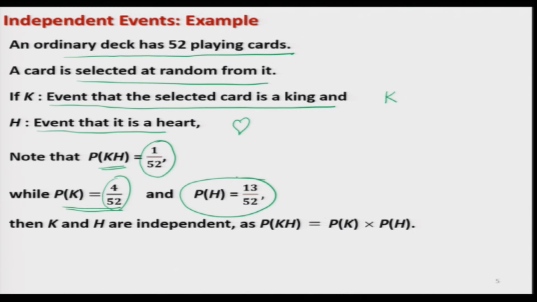Now, if you multiply the probability of K and the probability of H, which is 4 upon 52 times 13 upon 52, is it going to be 1 upon 52? In this case you can see that the product of their individual probabilities comes out to be the same as the probability of their joint occurrence. So from this point of view I can say that these two events K and H are independent events, and this is what you have learned from the definition using probability theory.